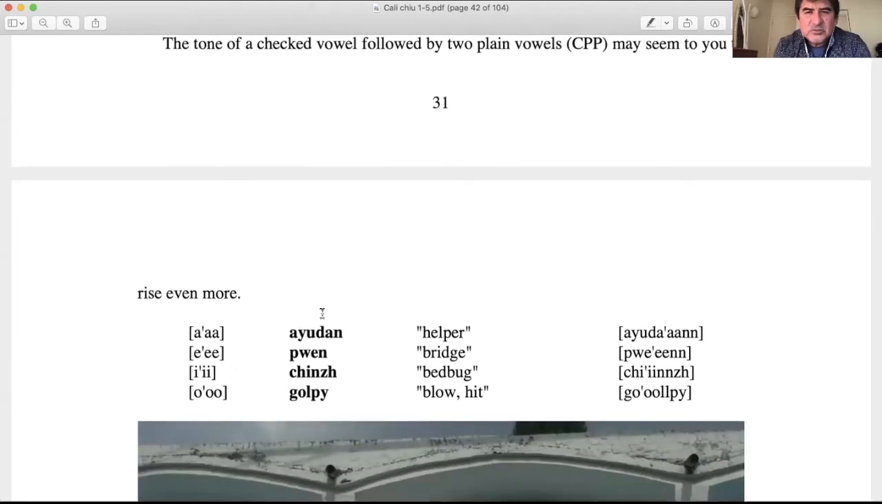Okay, the next one is the check, plain vowel. Are you done? Are you done? Puen, puen, change, change, golp, golp.